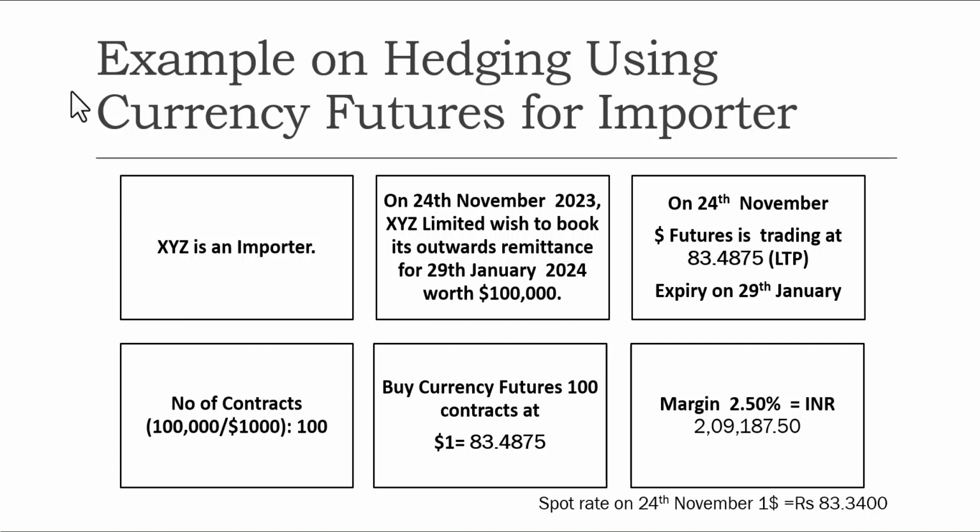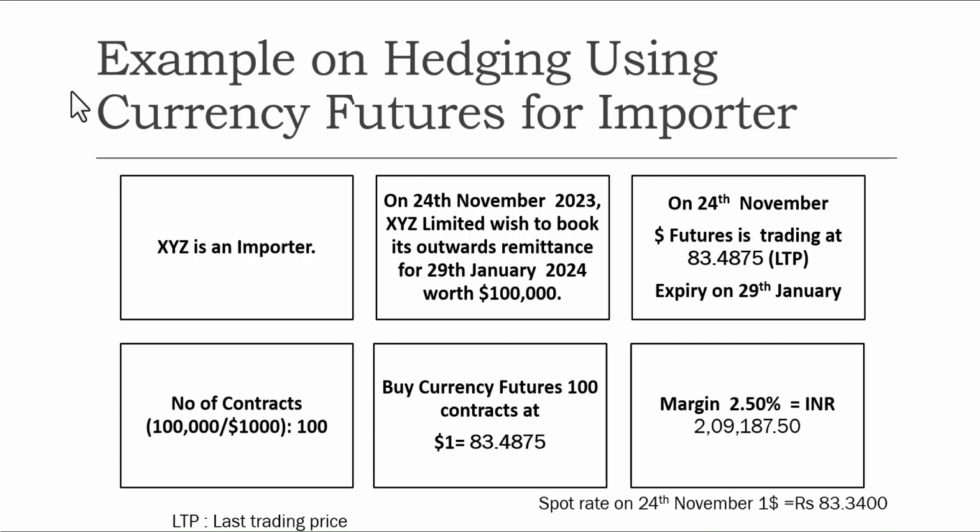So there is a margin money. Okay, fine. 2% is called the SPAN margin, and 0.5 is called the maintenance margin or whatever. Okay, so these two margins you have to pay, and it comes to 2.5%. So I would be paying 2,09,187,150 the moment I place the order, and my order will get executed.